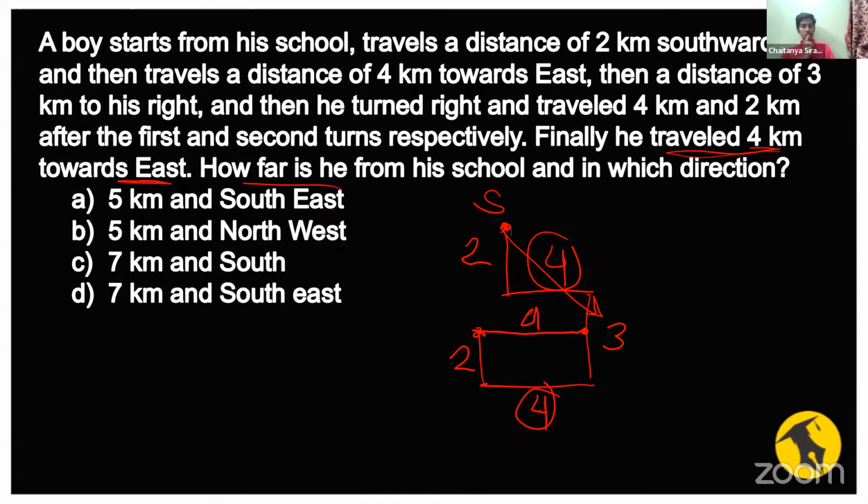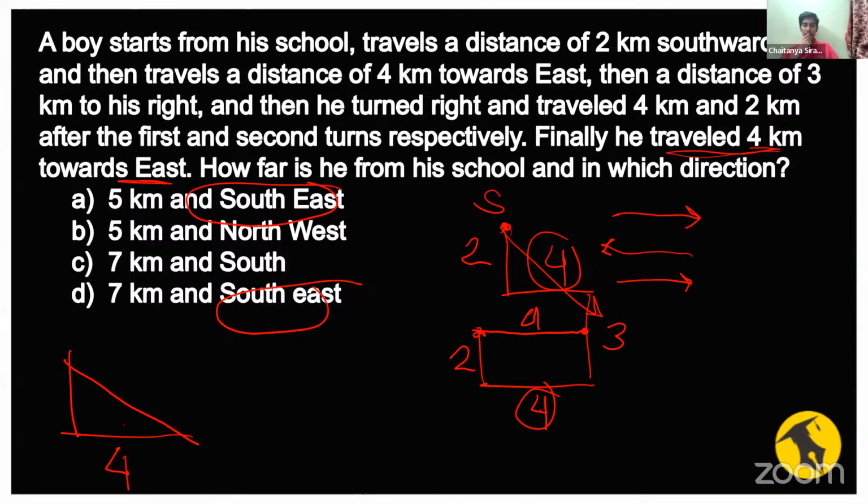Yeah, it's southeast direction. So either option A or option D. And to find the distance, I can represent a triangle this way. The horizontal distance is 4. He first went 4 towards east, then 4 towards west, and again 4 towards east. So net is 4 towards east. And his vertical distance is 2 plus 3 minus 2. So this will be 3. So we know the triplet, it's 5, 4, 3 or 3, 4, 5 towards southeast. Option A is the correct answer.